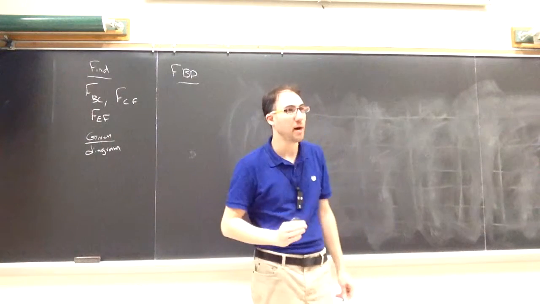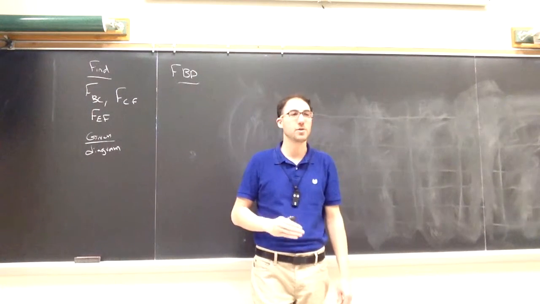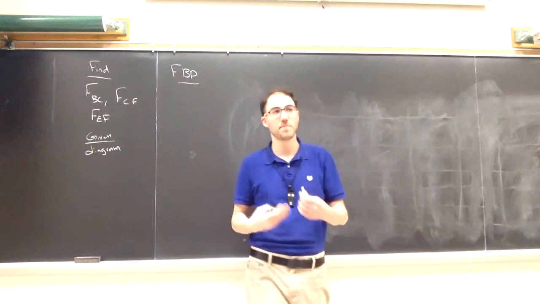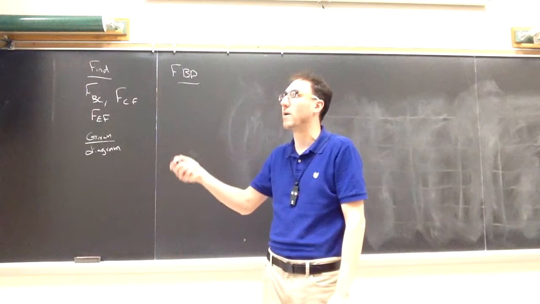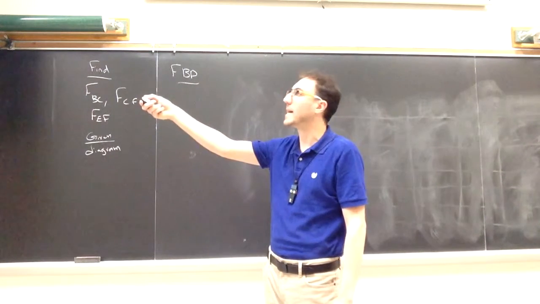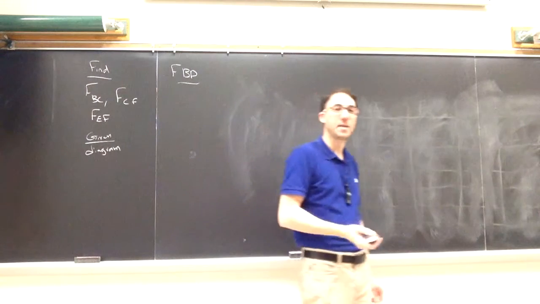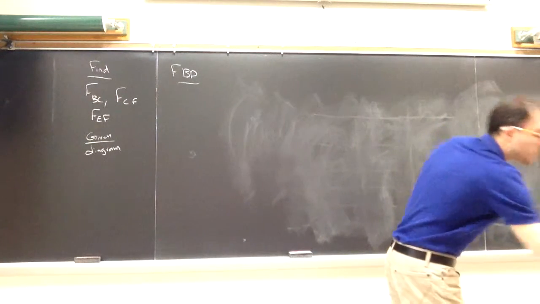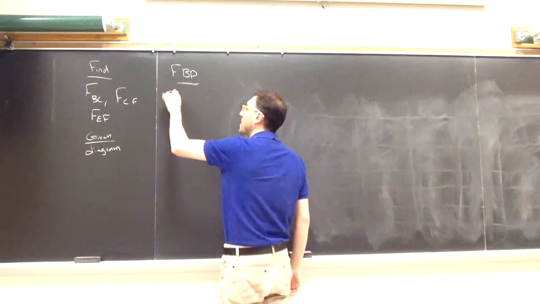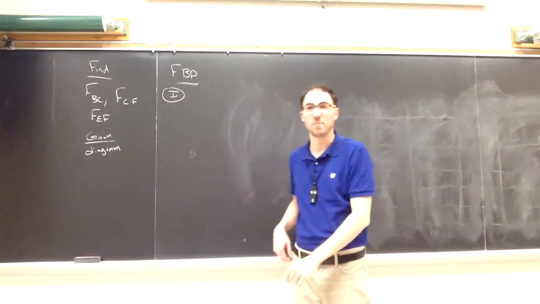Again, as a rule of thumb, we don't want to make a cut that goes through more than 3 members. Sometimes that is useful to us, but usually that's going to make the math a little bit harder to get through. So I can cut through 3 members, and they're the 3 members I'm interested in finding the forces in. So my free body diagram, potentially I could have multiple.